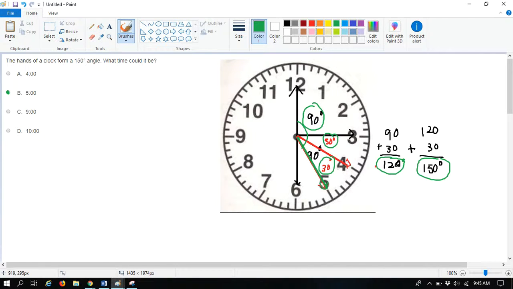So I went from 3 o'clock to 4 o'clock, that's 120. 4 o'clock to 5 o'clock, well, now I have 90, 30, and 30. So that is 150 degrees. That's where I got 5 o'clock right there. So 4 o'clock would only be 120 degrees. 9 o'clock would be 270 degrees, because it would go 90, 90, and then another 90. And 10 o'clock would be 300 degrees, because that'd be another 30. So it can only be 5 o'clock.